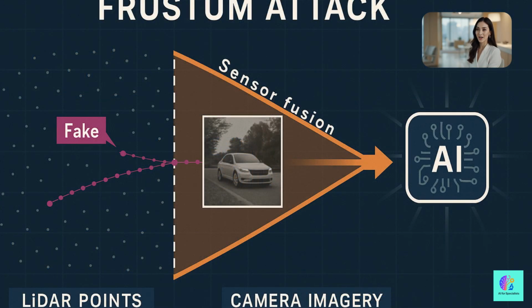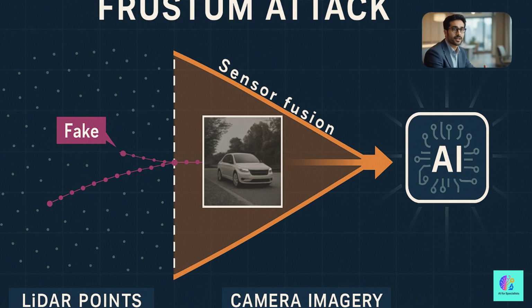So there's something called the frustum attack. An attacker could spoof fake LiDAR points. Now, these points are fake, but they're carefully crafted to be geometrically consistent with what the camera is seeing. So they look plausible together. Exactly. They align within the camera's view frustum. So the fusion logic thinks, okay, camera sees something here, LiDAR confirms points there, must be real, even though it's entirely fabricated. It creates a convincing but totally false perception for the AI.